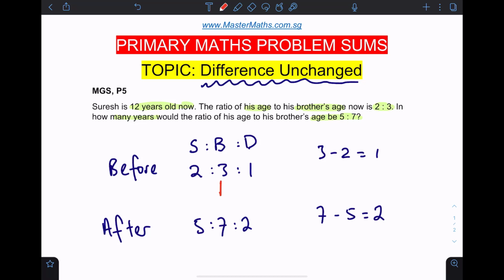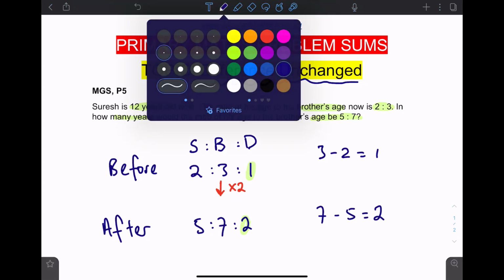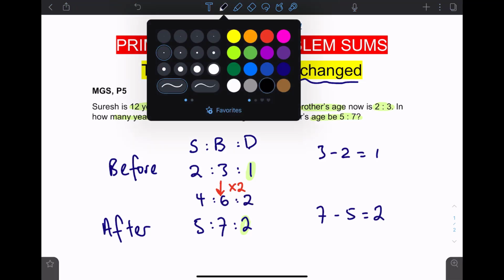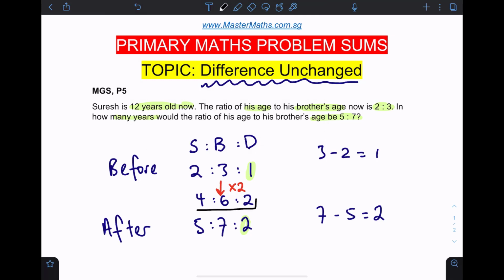We take this entire ratio and we multiply by 2 so that these two are the same. So 1 times 2 is 2, which is the same as this. Alright, so this will become 4:6:2. Now we have successfully made the difference the same, and we can use these two sets of ratios.